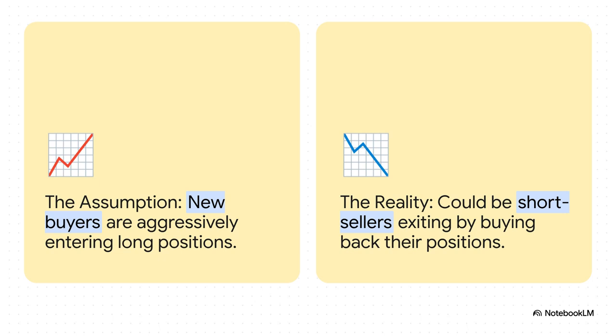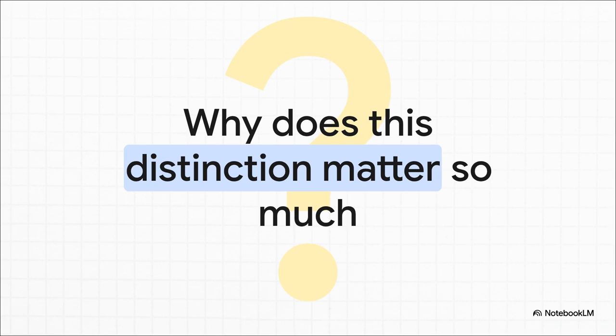It could be traders who were short and are now getting squeezed and frantically closing their positions. And how do you close a short? You have to buy to get out. That action looks identical on the chart. It's a market buy order either way. So what, right? A buy is a buy. Who cares where it came from? The price went up. Why does this tiny distinction matter so much?